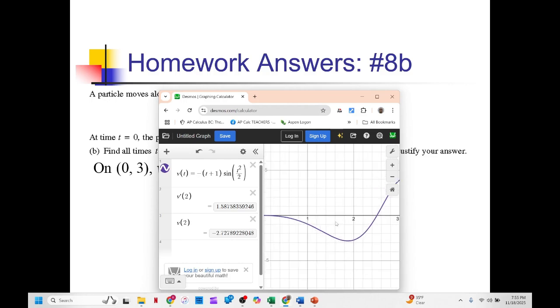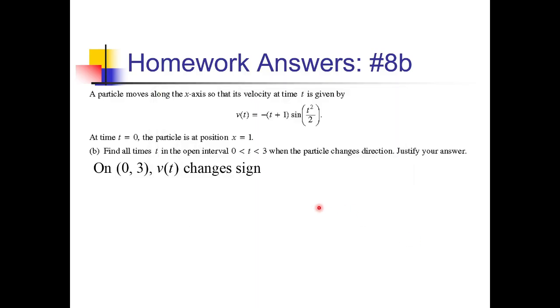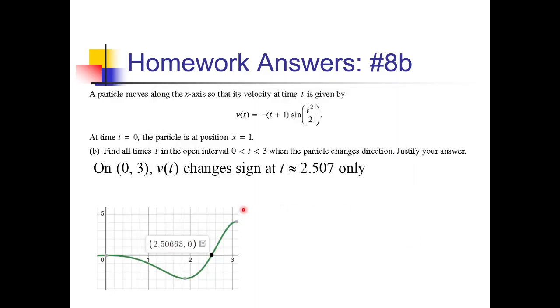And zooming in here, it looks like there's really only one place, if I click on the function, where we're crossing the t-axis or the x-axis between the open interval from 0 to 3. We don't count 0 because that's not part of the open interval. And it's this spot right here at about 2.507. And that is the only place where we're crossing on that interval. So that means that we're changing direction at 2.507 only.